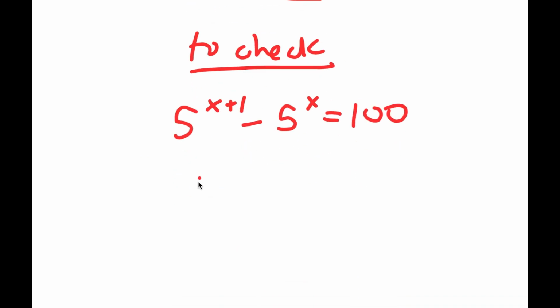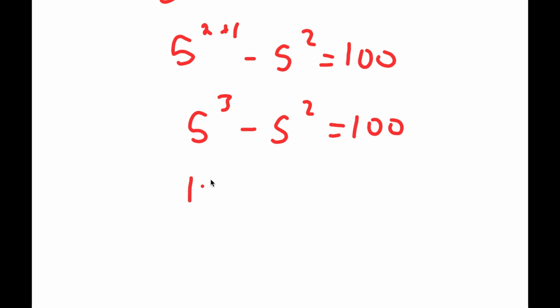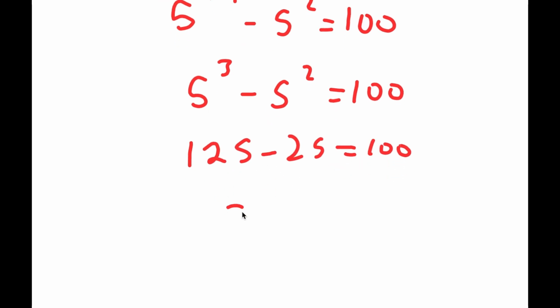And x equals 2. So I have 5 to the power of 2 plus 1 minus 5 to the power of 2 is equal to 100. 5 to the power of 2 plus 1, that's 5 to the power of 3 minus 5 squared is equal to 100. 5 to the power of 3 is 125 minus 25 is equal to 100. And this is 100 is equal to 100.